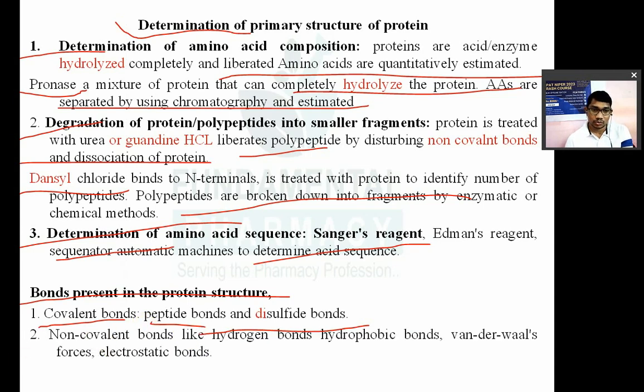Okay. Now non-covalent bond. Non-covalent bond कौन से है? Hydrogen bonds होता है, hydrophobic bonds होता है, van der Waals interaction होते हैं, है ना, electrostatic bonds होते हैं. They are the non-covalent bond found in the structure of protein.